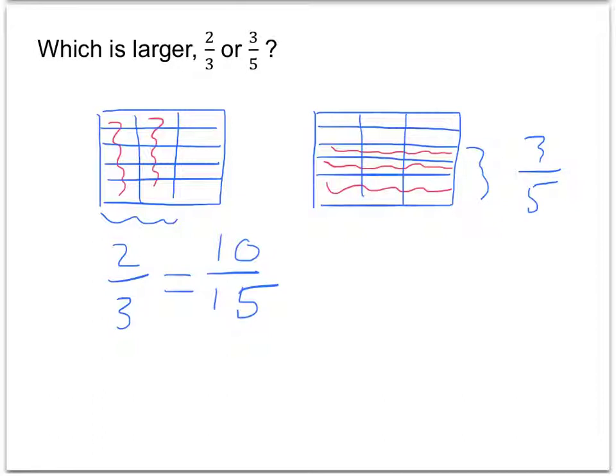But now look how many pieces are shaded. We've got 3, 6, 9. Only 9 of them are shaded. So this fraction 3/5 is equal to the fraction 9/15.